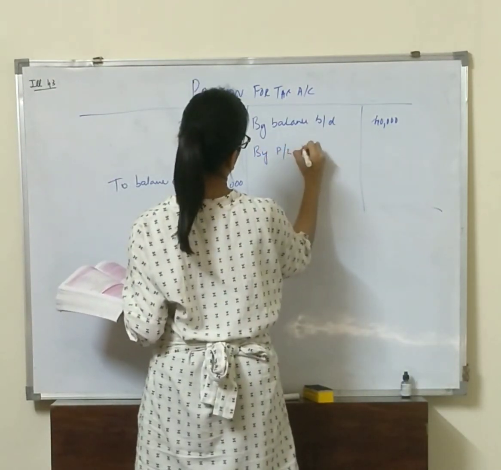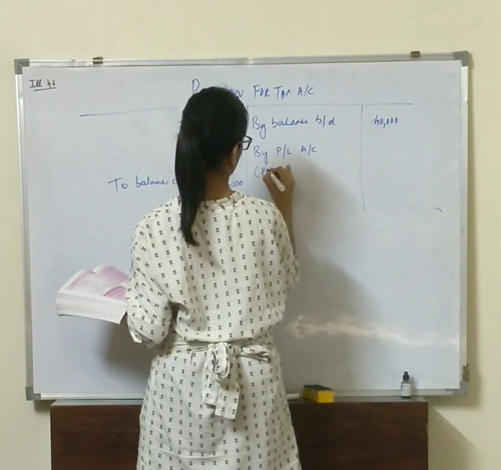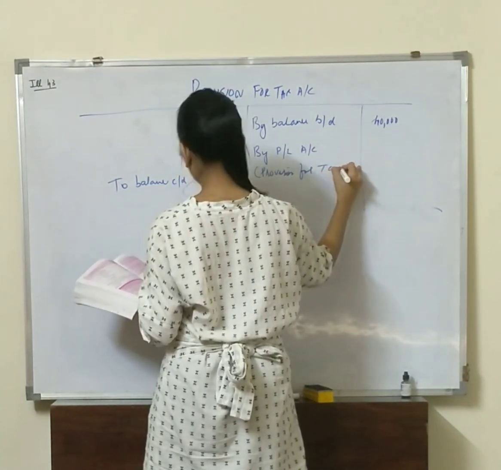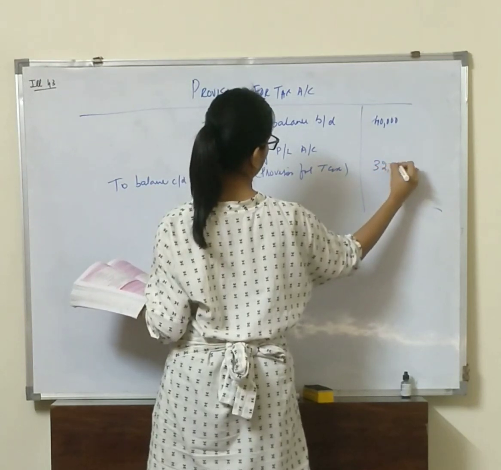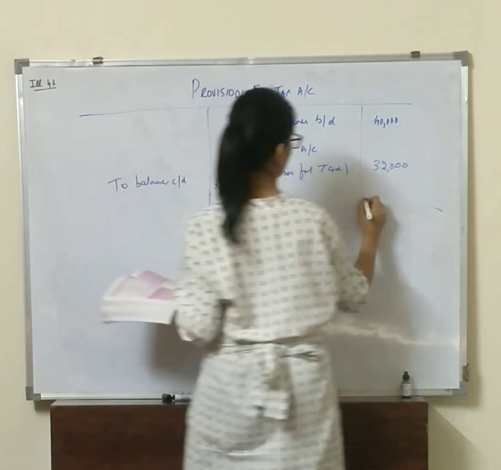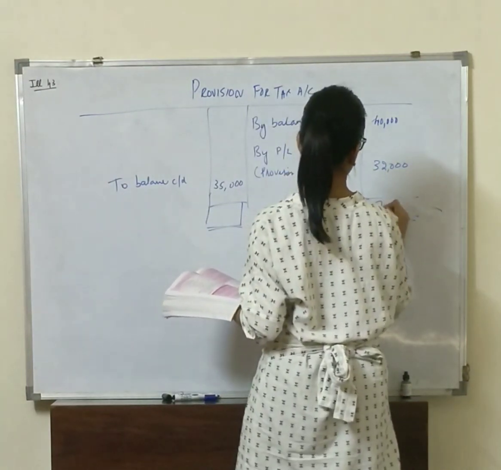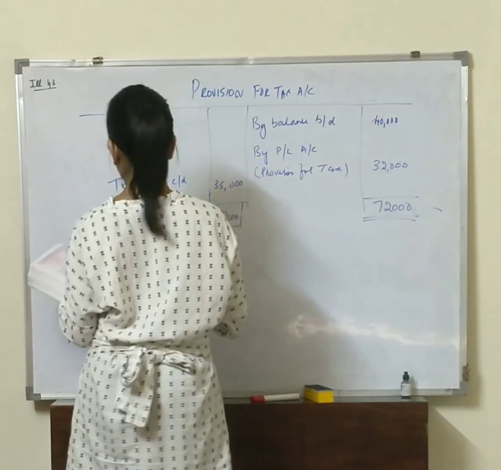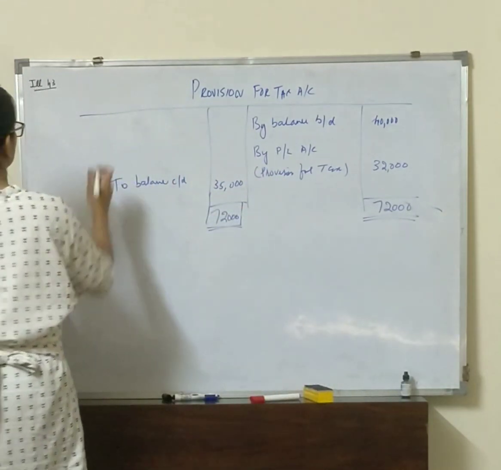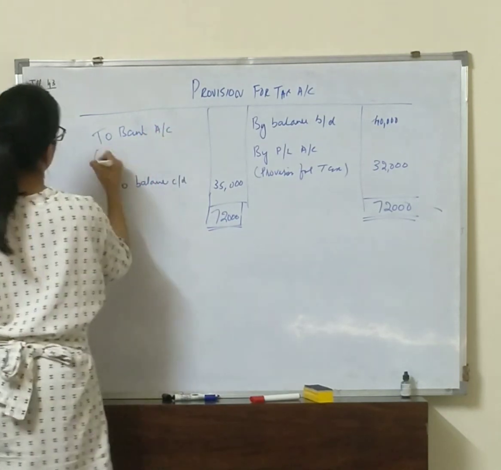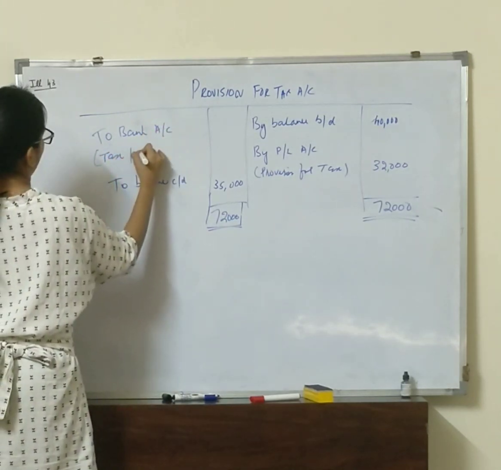Then they have given us provision for taxation. So by P&L account, in bracket you write provision for tax. How much is it? 32,000. So again we total both the sides. Which side is more? Our credit side is more. So the total is 72,000 on both the sides. The balancing figure will be to bank account, which means this is tax paid.